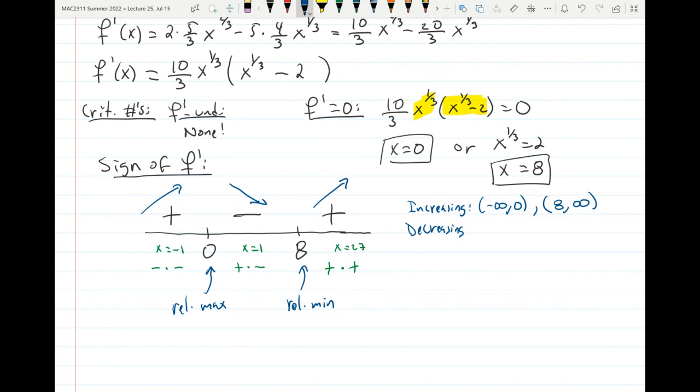Decreasing, that will be from 0 to 8. And then we also have some points. We found ourselves a relative maximum at 0 comma f of 0. And so here it's important that you plug into the original function, because these are points on the graph. And a relative minimum at 8 comma f of 8.